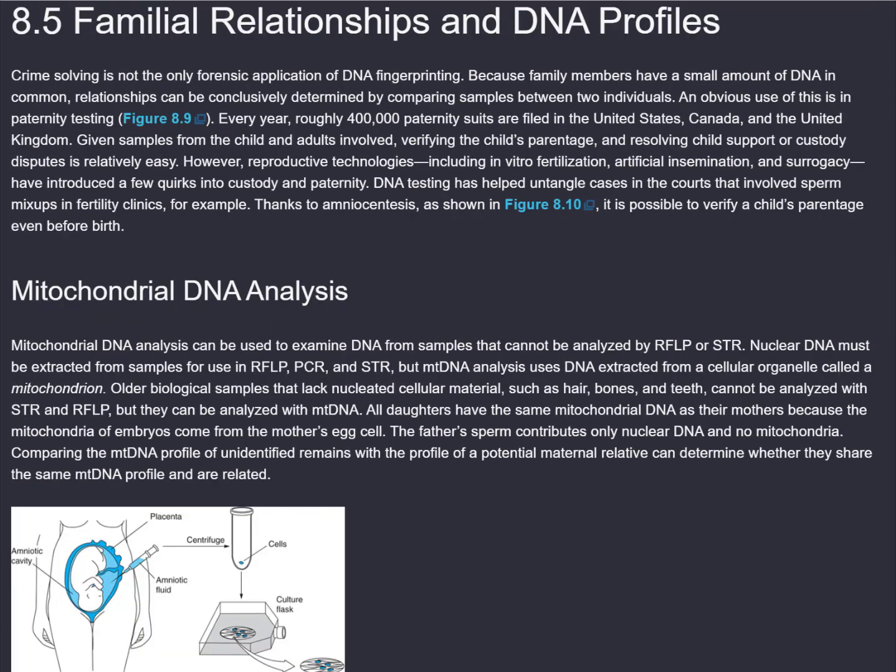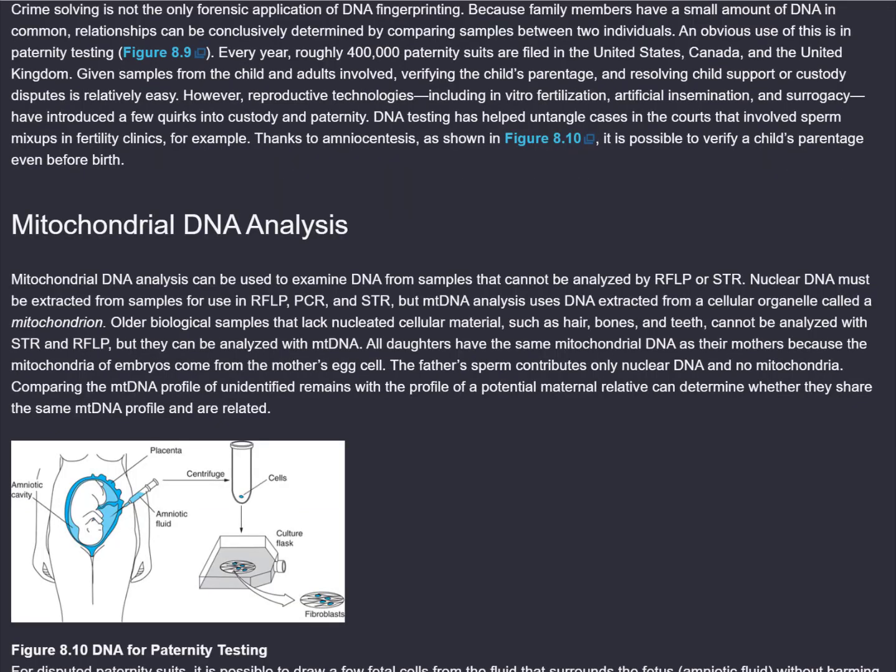8.5 Familial relationships and DNA profiles. Crime solving is not the only forensic application of DNA fingerprinting. Because family members have a small amount of DNA in common, relationships can be conclusively determined by comparing samples between two individuals. An obvious use of this is in paternity testing, figure 8.9.